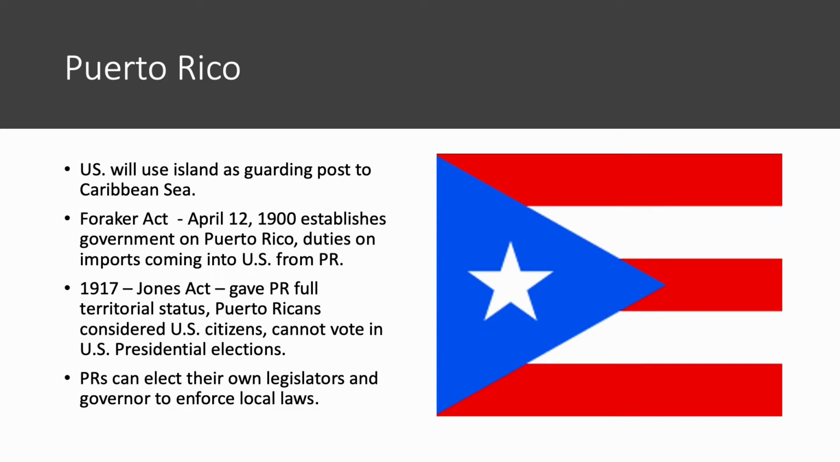The 1917 Jones Act is going to give Puerto Rico full territorial status. So Puerto Ricans are considered U.S. citizens. However, they cannot vote in U.S. presidential elections. Puerto Ricans can elect their own legislators and governor, and these individuals can enforce local laws on the island.